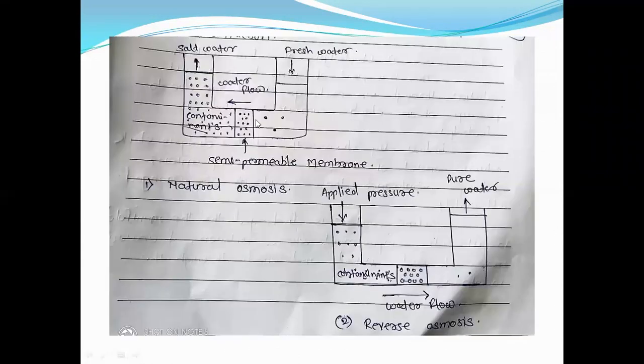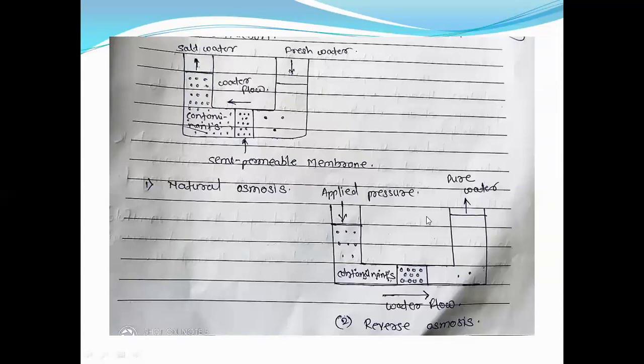That is, now see the cursor, this is the semi-permeable membrane which has a pore size of 0.005 micron. When salt water is passed through this tank, only clear water is allowed to pass through this membrane, and the contaminants or solutes are retained at the entrance of the semi-permeable membrane. Now, this is the process of natural osmosis.